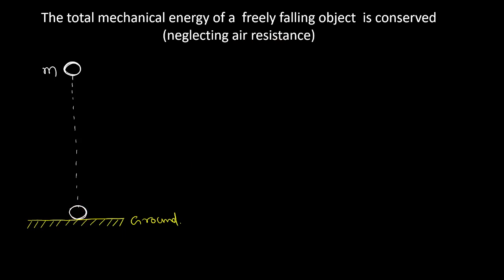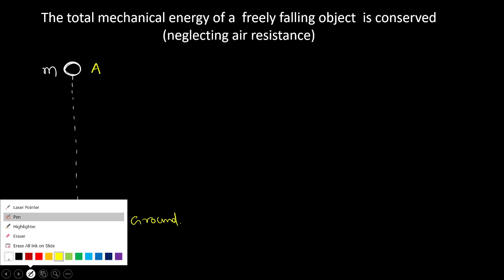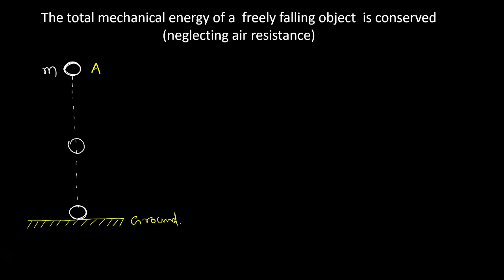So what we are doing is we will consider three positions. Let this position be A. On the way, suppose the body is here. Let that position be B. And finally the ball reaches the ground. The position is C. B is somewhere on the way. Understood? A is the initial position, C is the final position, B is the intermediate, somewhere on the way.